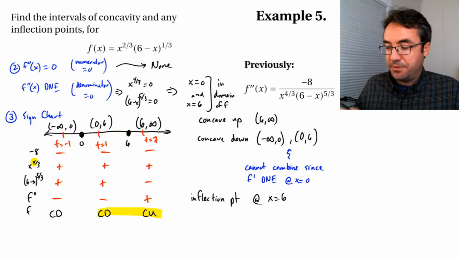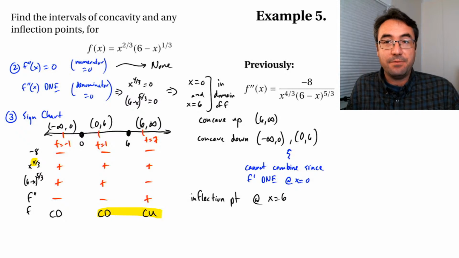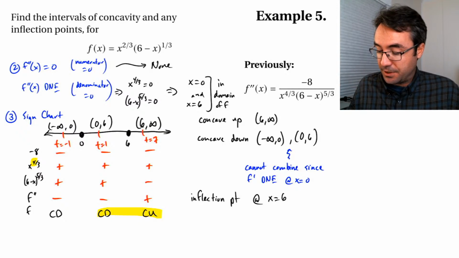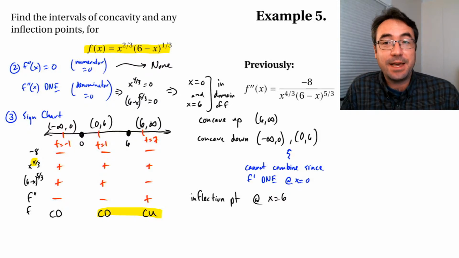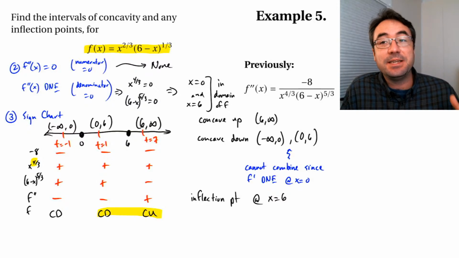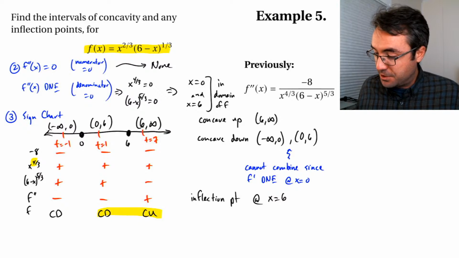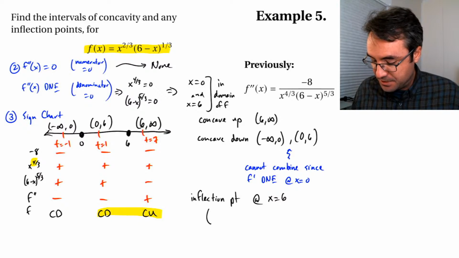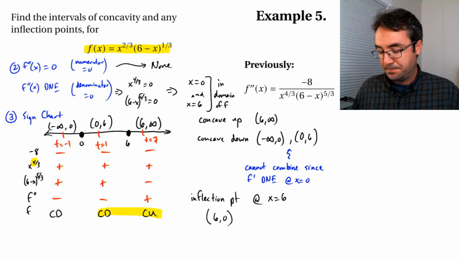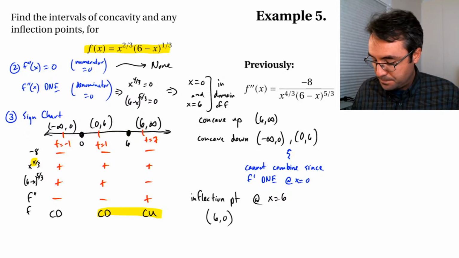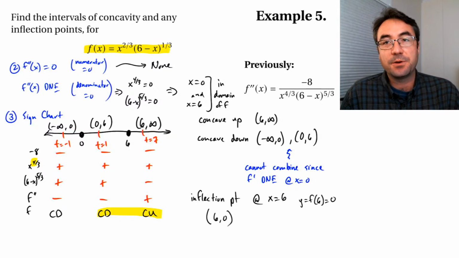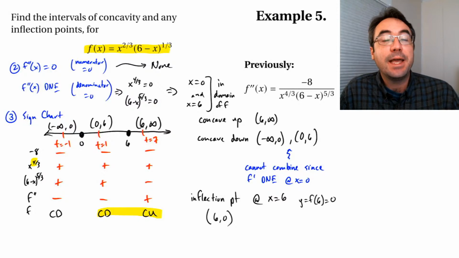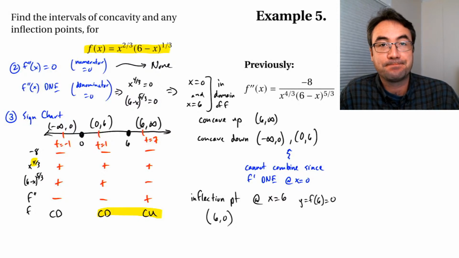So if we were to actually find the y value, plug 6 into the original function. So go back all the way to that original function, plug 6 in, you get 0. So the inflection point is (6, 0). So there's our inflection point. We found the intervals of concave up, concave down, and then our inflection point.